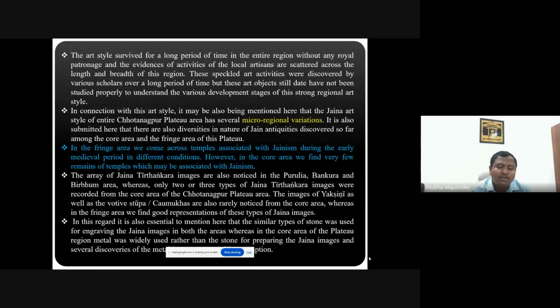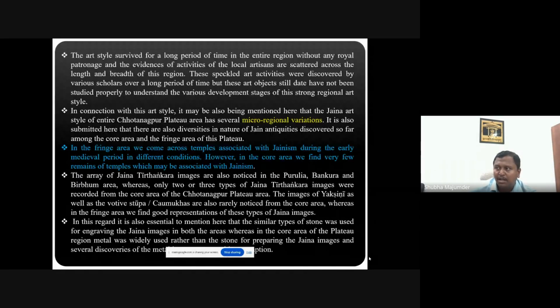In this regard, it is also essential to mention here that a similar type of stone was used for engraving the Jain images in both areas, whereas in the core area of the plateau region, metal was widely used. It is interesting that in the core area of the Chhotanagpur Plateau, metal was widely used rather than stone for preparing the Jain images, and the several discoveries of metal images also support this theory.